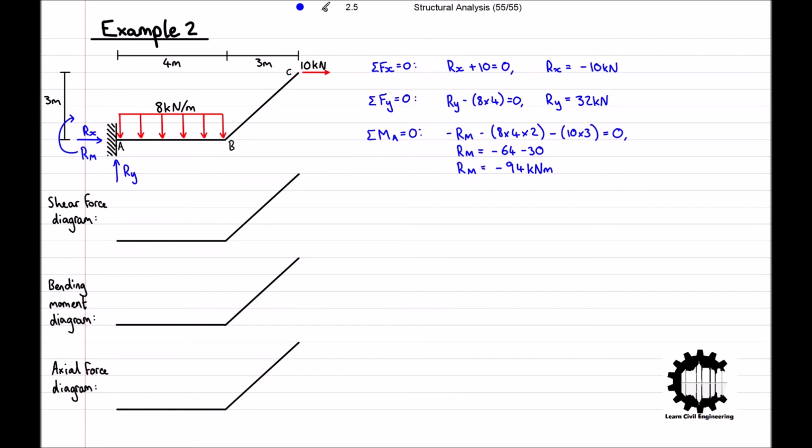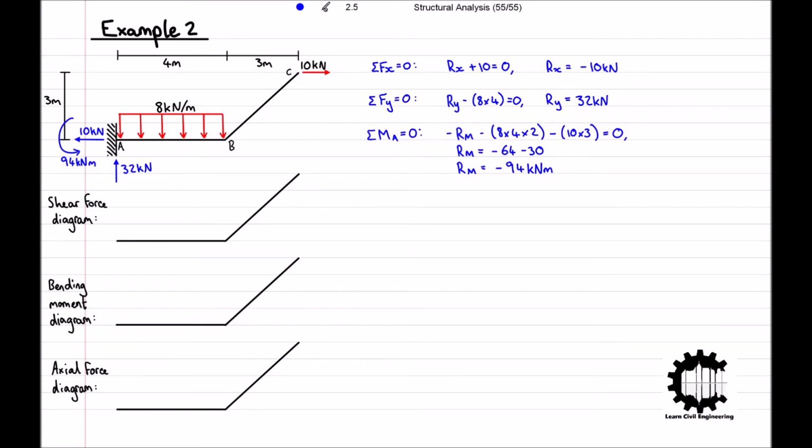Applying this to our diagram now, at the fixed support we have a horizontal reaction force of 10 kilonewtons acting towards the left, a vertical reaction force of 32 kilonewtons acting in the upwards direction, and a reaction moment of 94 kilonewton meters acting in the anticlockwise rotation direction.